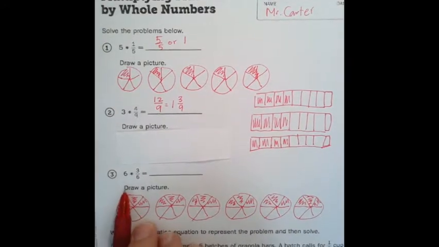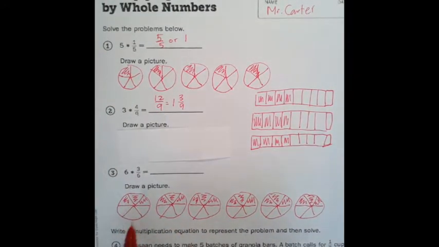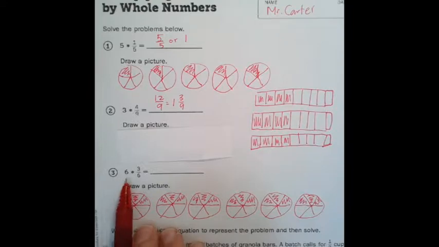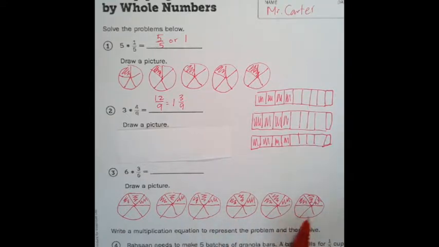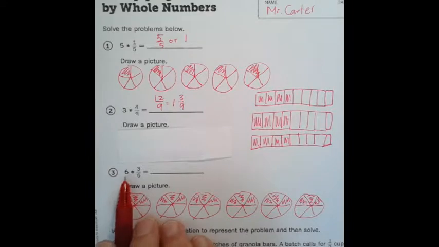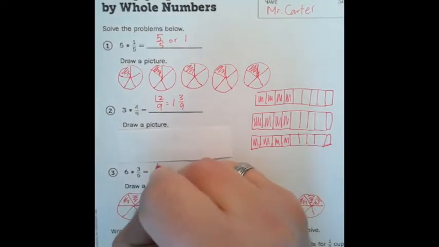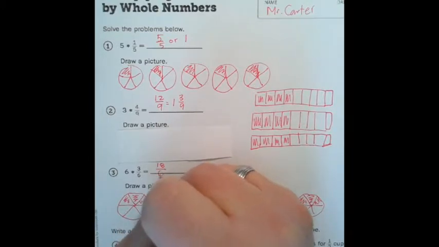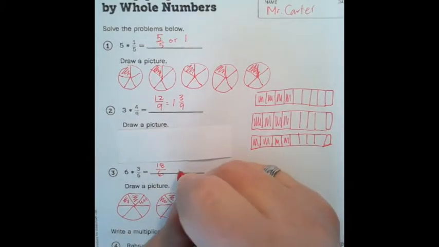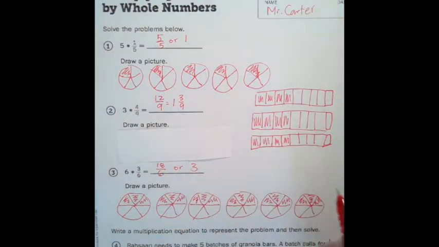So for 6 down here, it's 6 times 3. So I have 6 groups here, 1 group, 2 groups, 3 groups, 4, 5, and 6 groups, each with 3 shaded in them. So that's the same as saying 6 times 3. So 6 times 3 is 18, and our denominator doesn't change. It's 18/6, or 3 wholes.